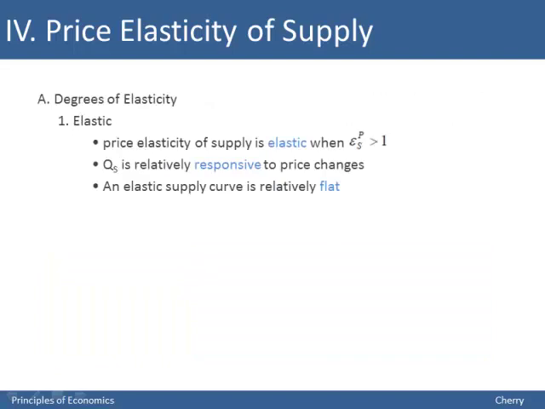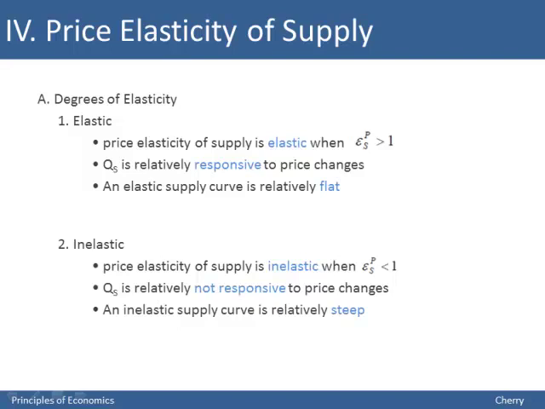Alright, so let's look at degrees of elasticity for this price elasticity of supply. So we're looking at the degrees of elasticity for the supply side of the market. And you're going to have the same categories that we did for the demand side of the market. We're going to start with elastic, and they're going to be interpreted the same way, except you're just looking at the producers instead of the consumers. That's the difference. So if it's elastic, that means that the price elasticity of supply is greater than 1. And that indicates that the producers are relatively responsive to price changes. And that's going to be represented with a relatively flat supply curve.